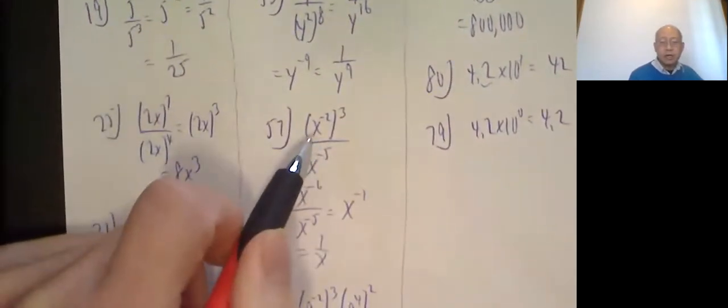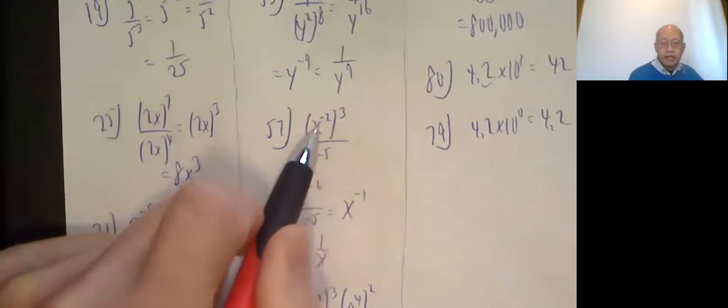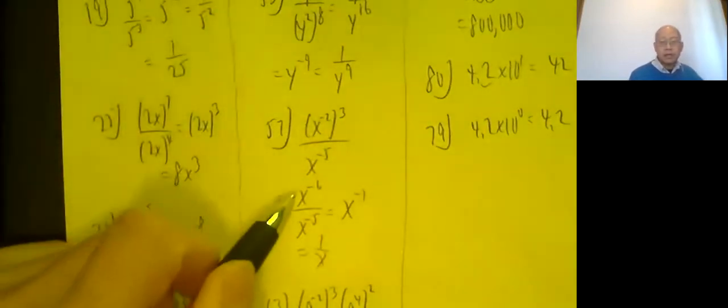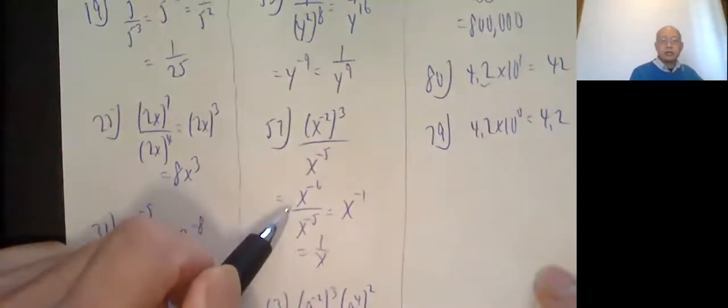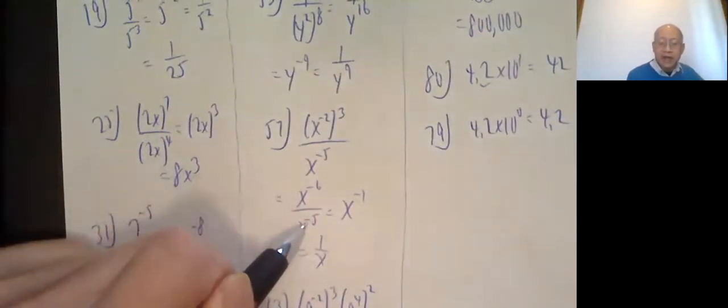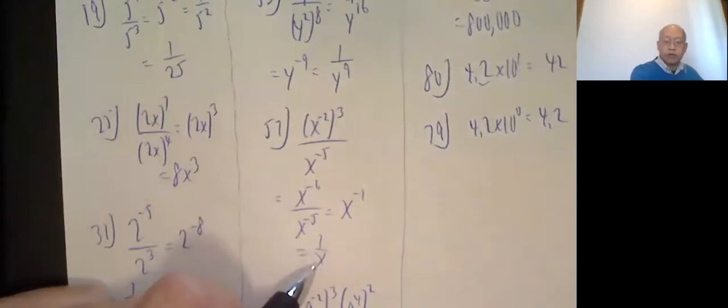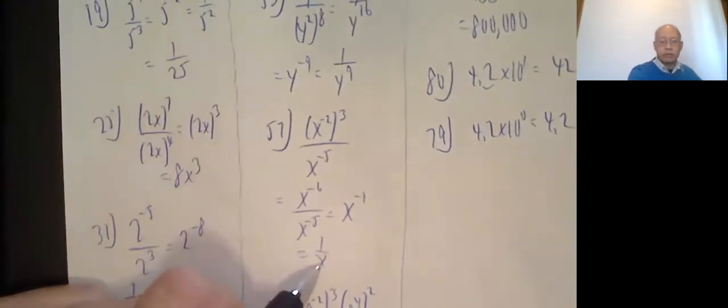In 57, I multiply these. x to the negative 2 times 3 is x to the negative 6. Okay, and then I'm supposed to subtract. So x to the negative 6 minus a negative 5, that's negative 6 plus 5, double negative. So x to the negative 1, which I'm going to write as 1 over x to the 1. But if it's x to the 1, you normally just write x.